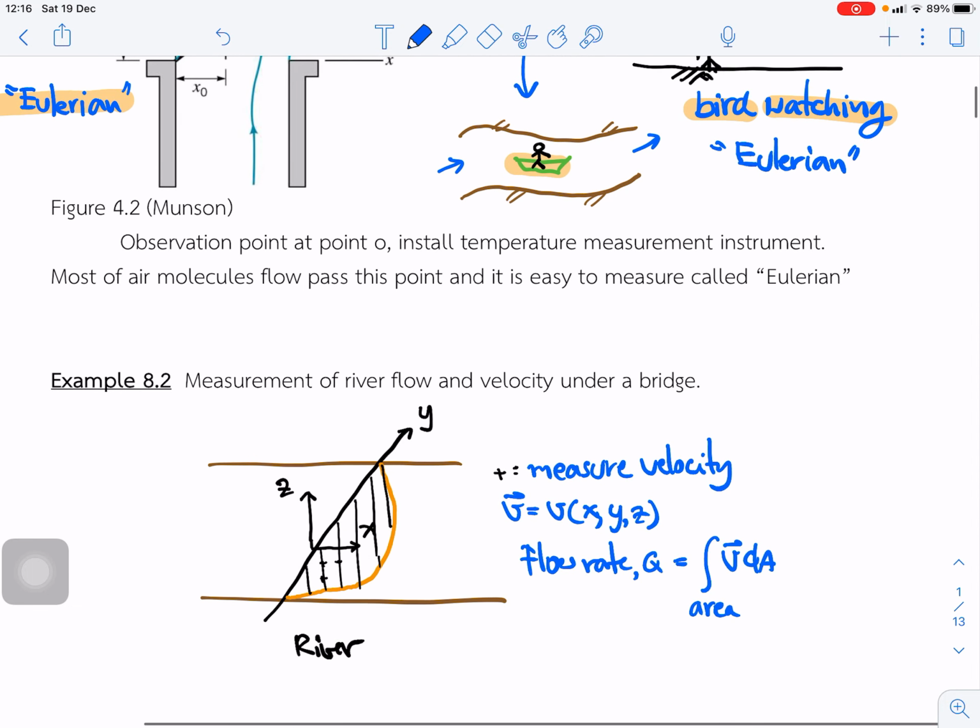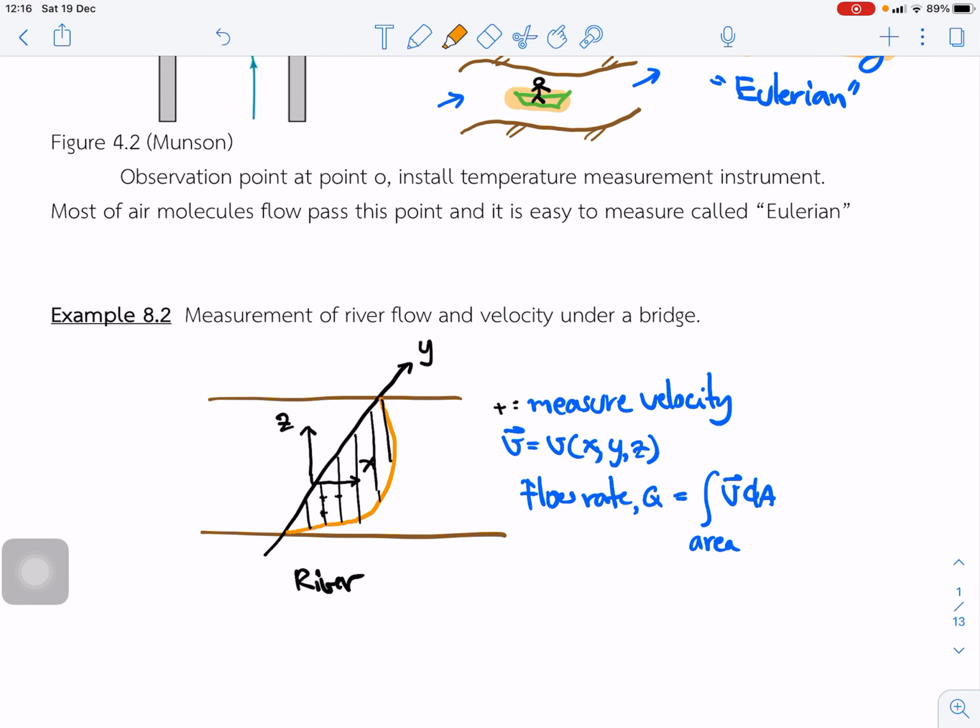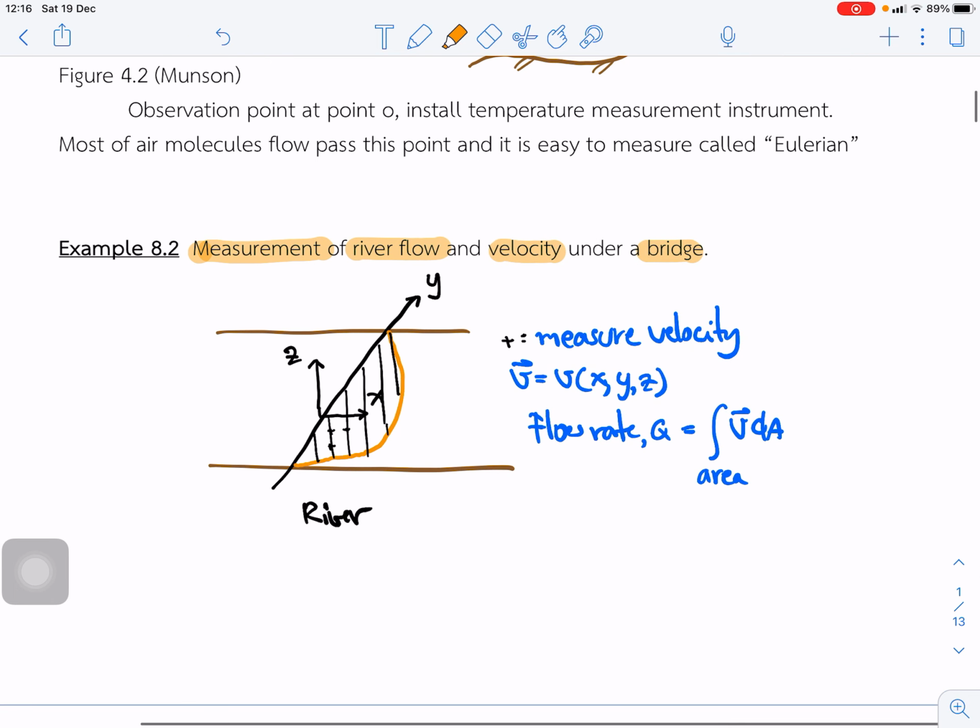In an example, we measure the river flow and the velocity under the bridge. Okay, for example, we measure at this cross symbol, which is the measure of velocity. So that is the Eulerian description, and we measure the change of velocity with x, y, z. And Q is the integration of the velocity times the area, so that we can find the flow rate of the flow in the river.